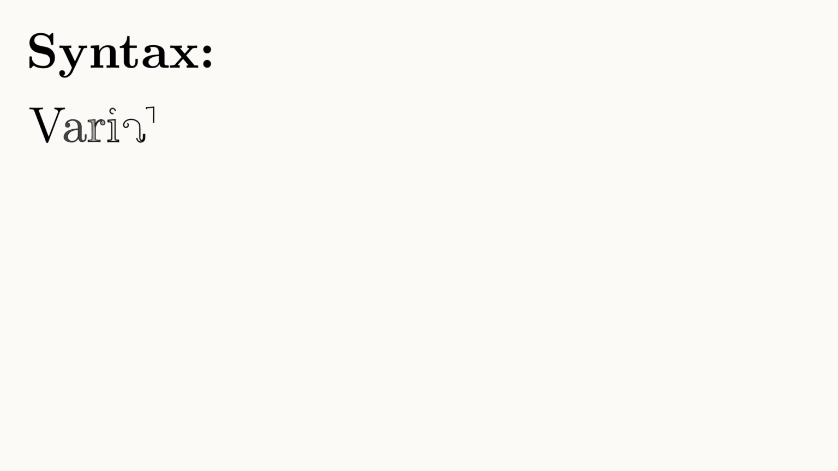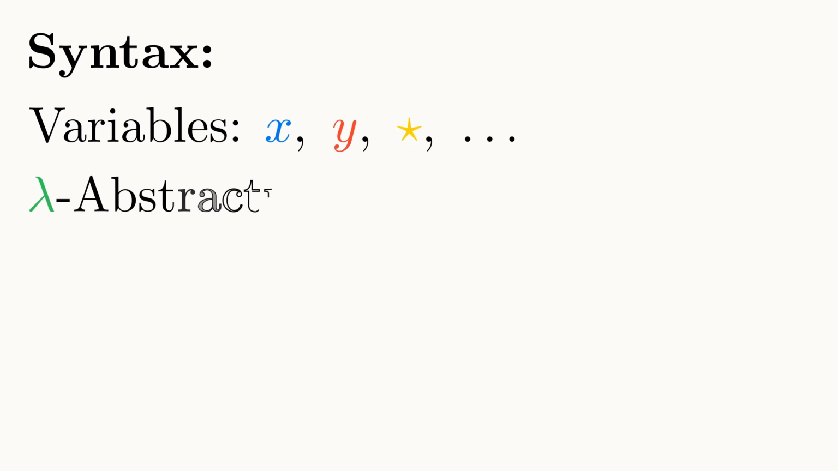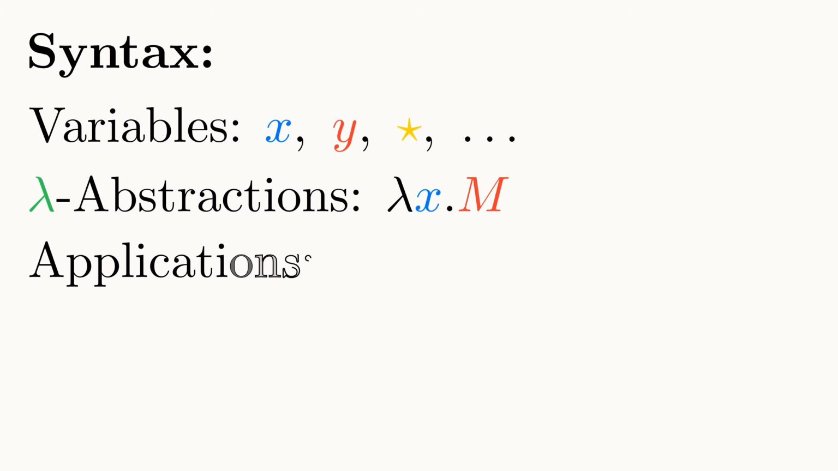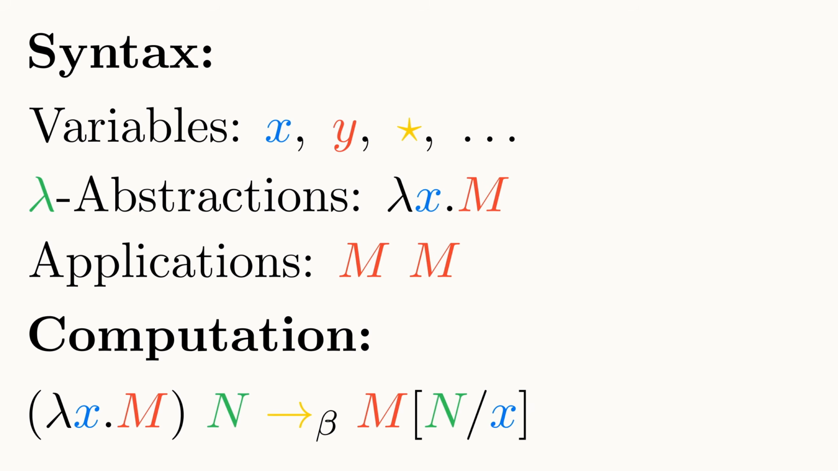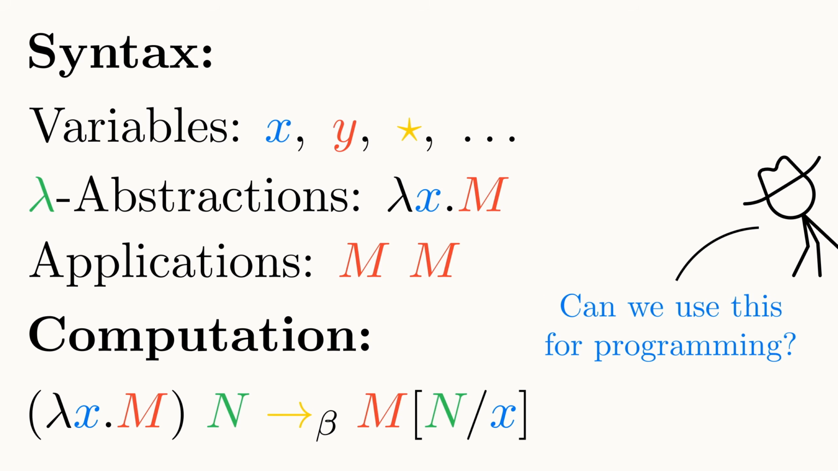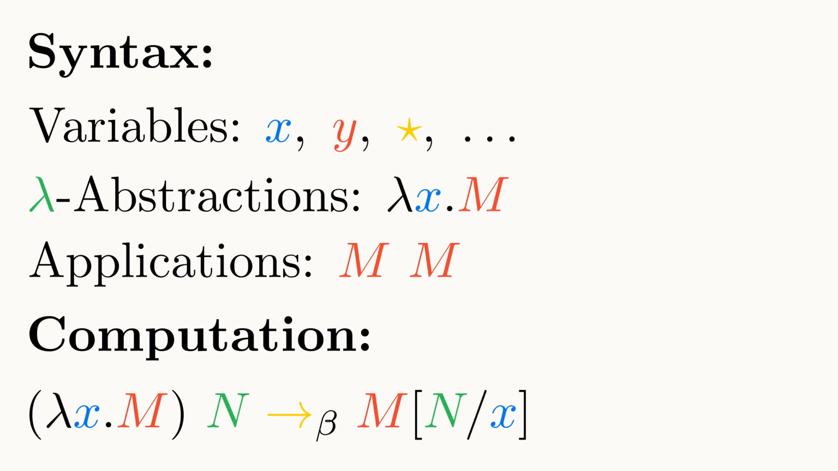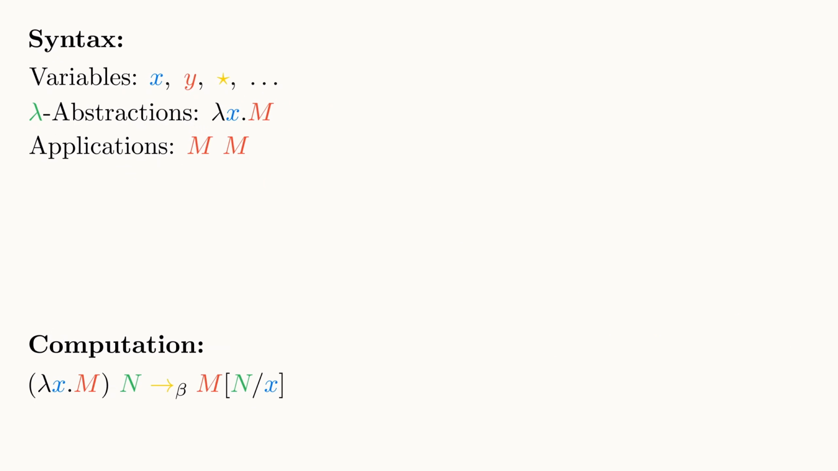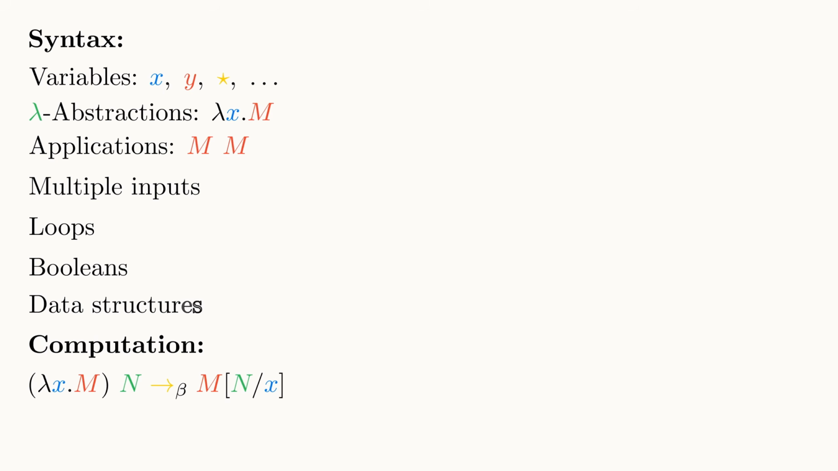So we've now understood variables, lambda abstractions, and applications of functions via beta reduction. This looks very much like a start to an extremely primitive programming language. To finish it off, we would just need to add support for multiple inputs, loops, Booleans, some data structures, a few more rules of computation. As it turns out, we actually don't need anything more.